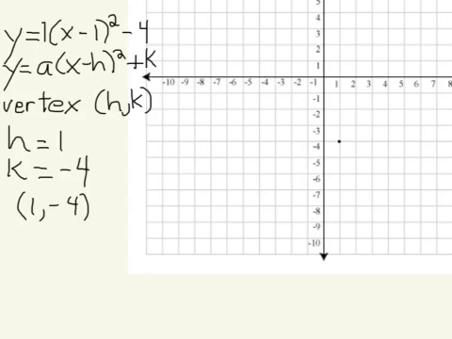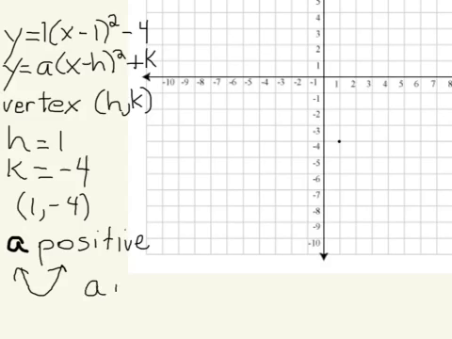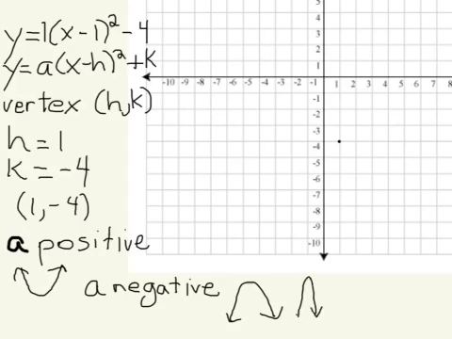We also know from the original formula that the a number, whatever it is in front of here, determines if the parabola opens up or down. And that is determined by if it's positive or if it's negative. So if a is positive, like in our case, it's a positive 1, that means that the parabola is going to open upwards. If it happened to be a negative number for a, then we would say that the parabola would open down, which looks like this. The value of a will also help determine if the parabola is wide, like that one, or if it's going to be more skinny, like this one.